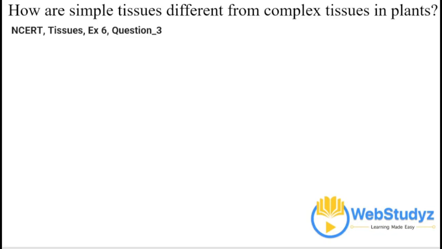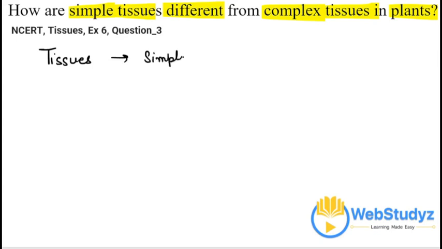Students, let's read this question. The question is, how are simple tissues different from the complex tissues in plants? So students, we know that in plants, the tissues are broadly categorized into two types. The first is simple tissues, and the second one is the category of complex tissues. Now, how do the simple tissues and complex tissues differ from each other? So we will see some points.